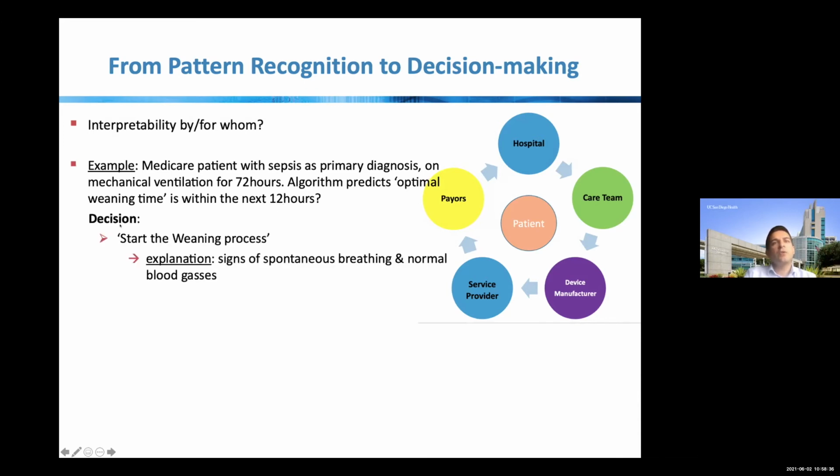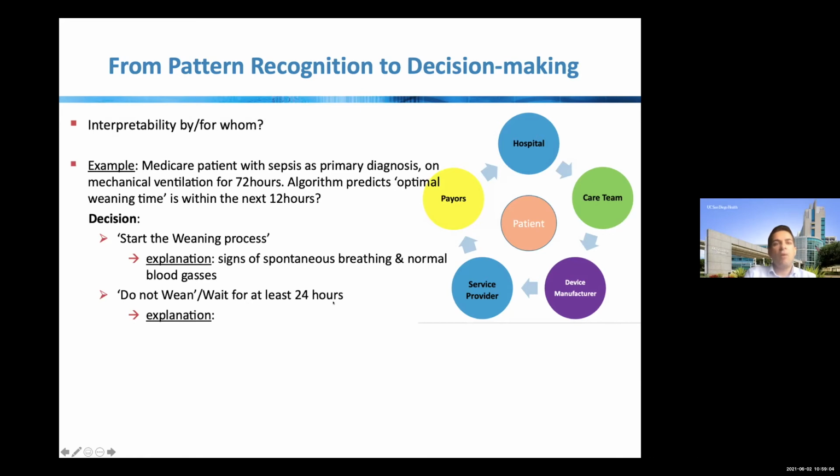So here are two different decisions. When you start coupling pattern recognition with decision making, you might actually come up with contradictory decisions. Decision number one is to start the weaning process, and the explanation is that there are signs that this patient is able to breathe spontaneously on their own and has normal blood gases. The second decision could be: do not wean, wait for at least 24 hours.